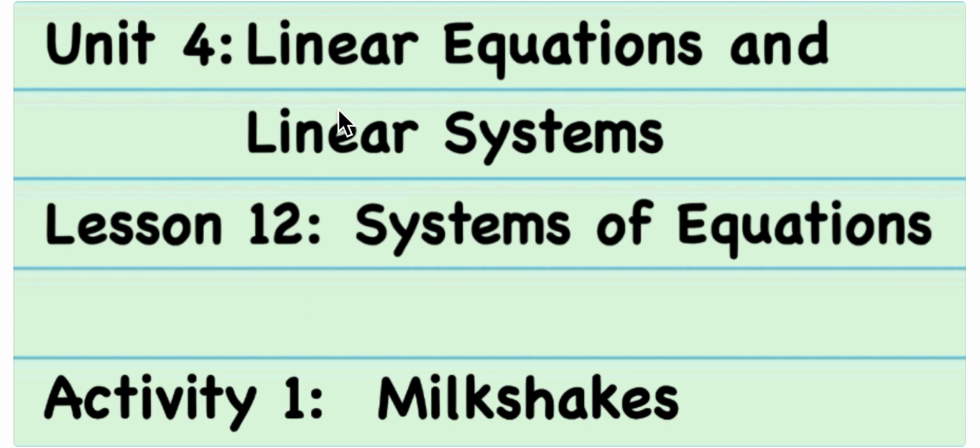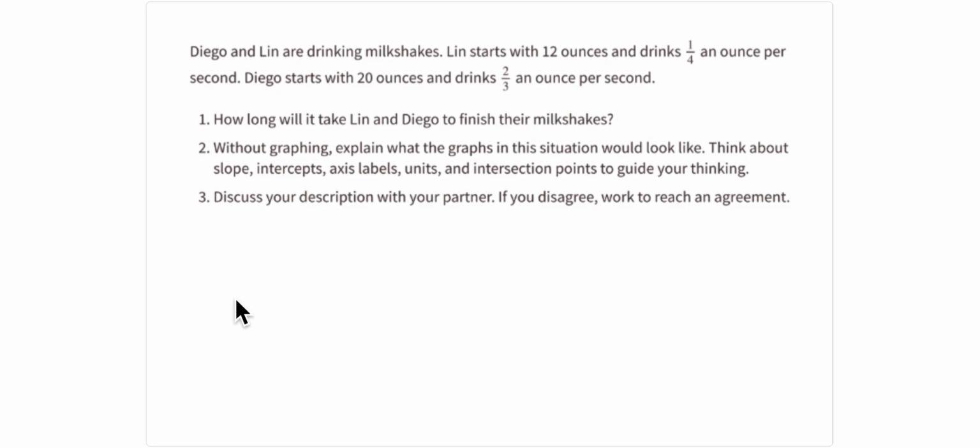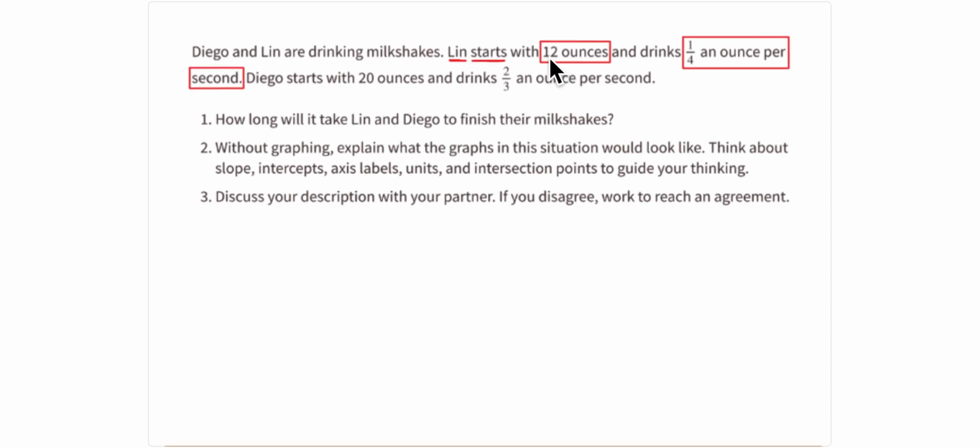This is Unit 4, Linear Equations and Linear Systems, Lesson 12, Systems of Equations, and this is Activity 1, called Milkshakes. In this activity, you have two students, Diego and Lynn. They're drinking milkshakes. Lynn starts out with 12 ounces of milkshake, and drinks 1/4 of an ounce per second. So every second she drinks 1/4 of an ounce.